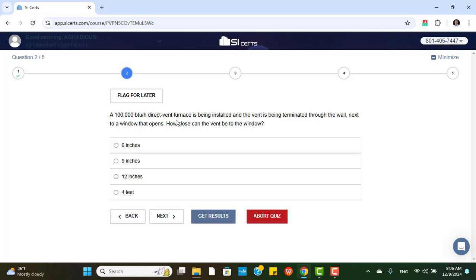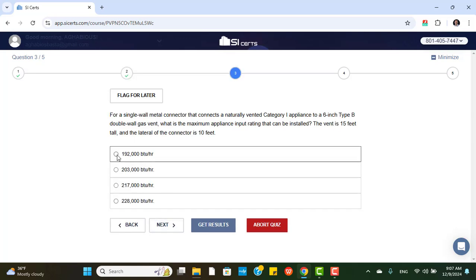A 100,000 BTU per hour direct vent furnace is being installed and the vent is being terminated through the wall next to a window that opens. How close can the vent be to the window? Okay, this 100,000 direct vent furnace, it will be 12 inches, I think.